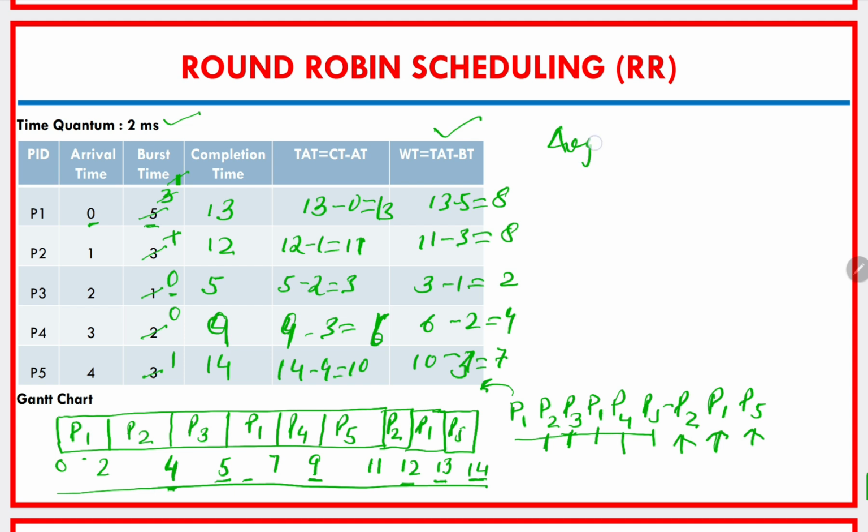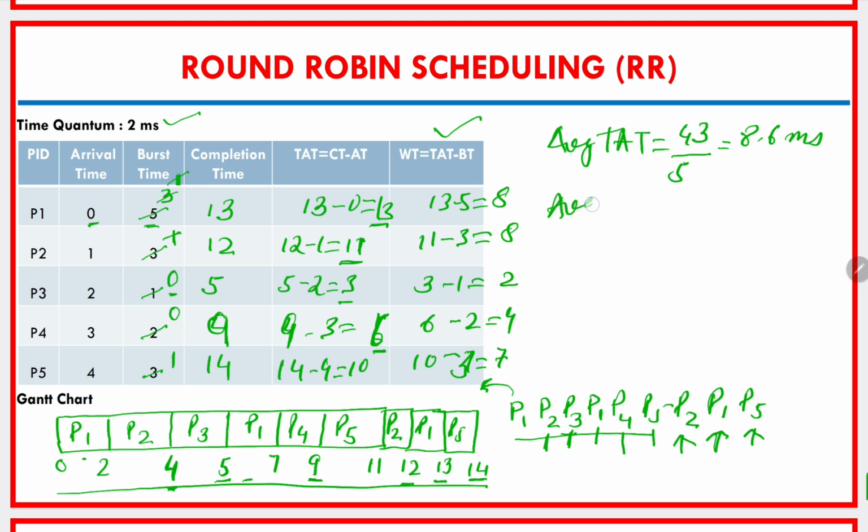So average turnaround time is 13 plus 11, 24, plus 3, 27, plus 6, 33, plus 10, 43. So 43, and we have to divide by the total number of processes over here. So we have a total of 5 processes. So this comes out to be 8.6 milliseconds is the average turnaround time for this system.